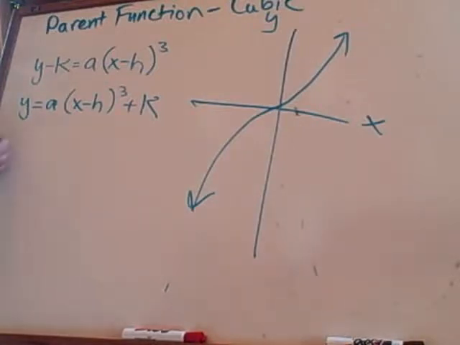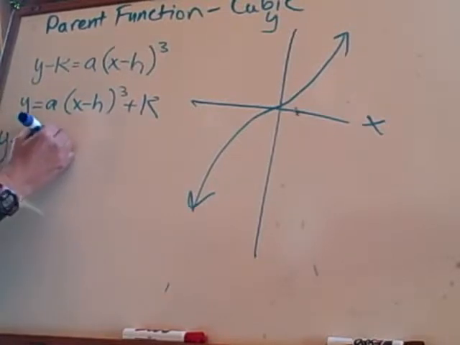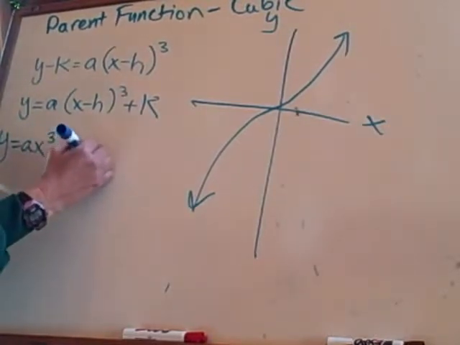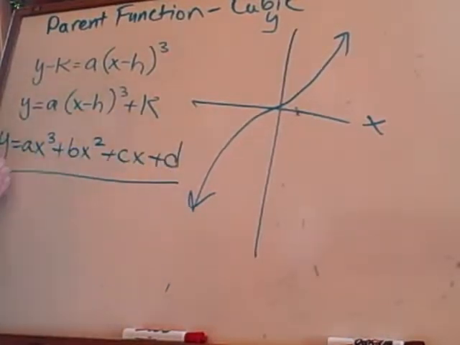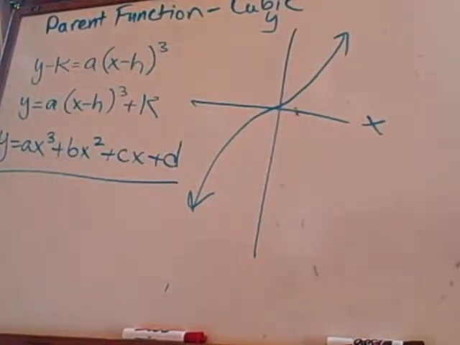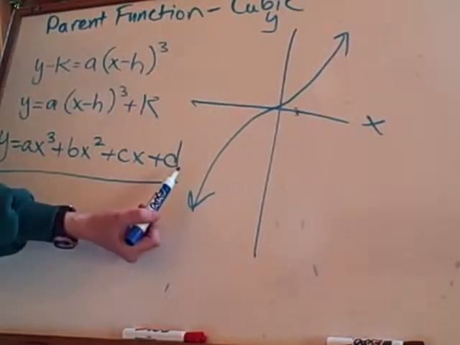The other one that you'll see more often would be y equals ax cubed plus bx squared plus cx plus d. Okay. And what they do is a is always considered your leading coefficient. All right. And then they just do it alphabetically. Boom, boom, boom, boom. Okay.